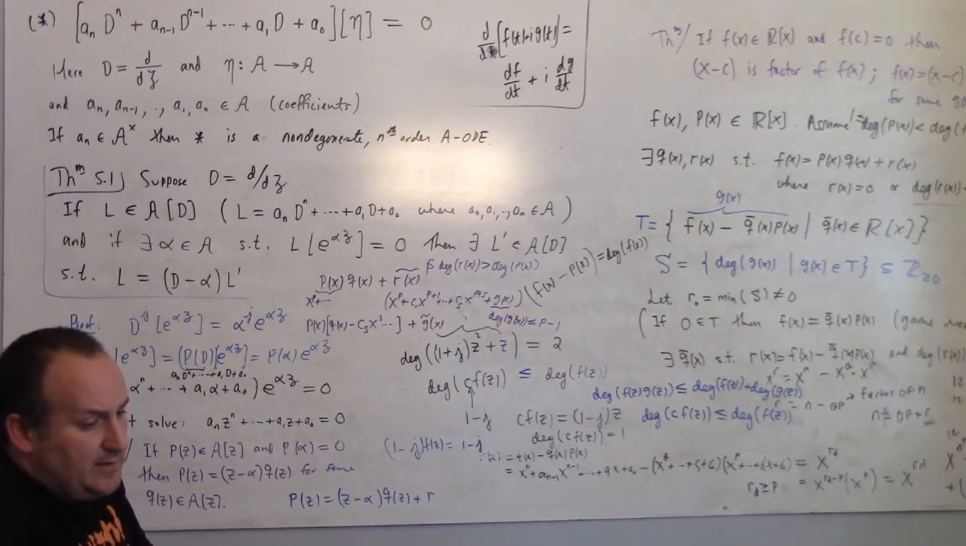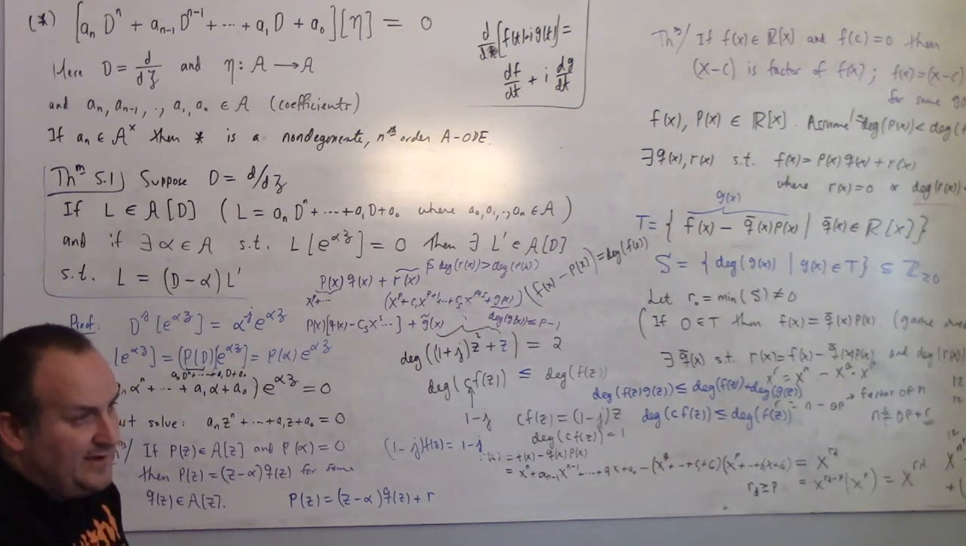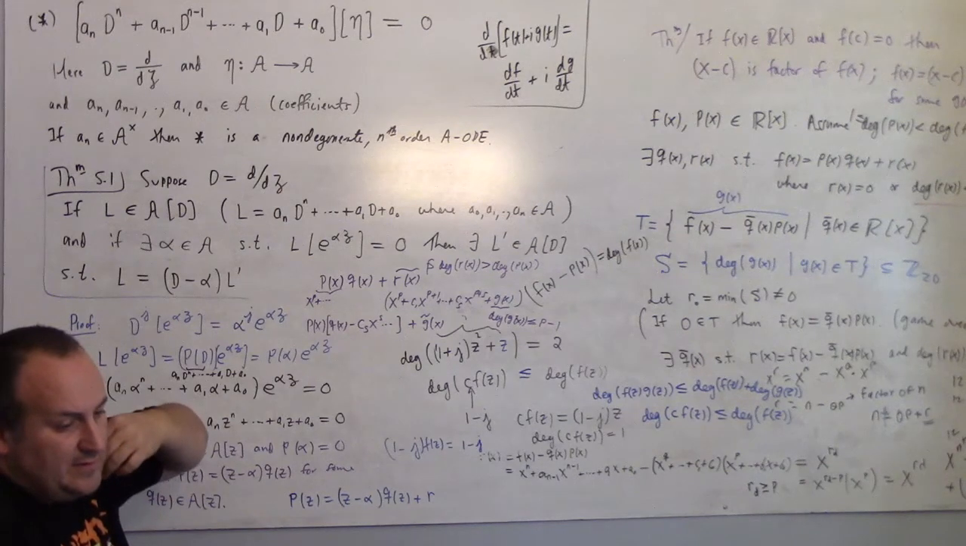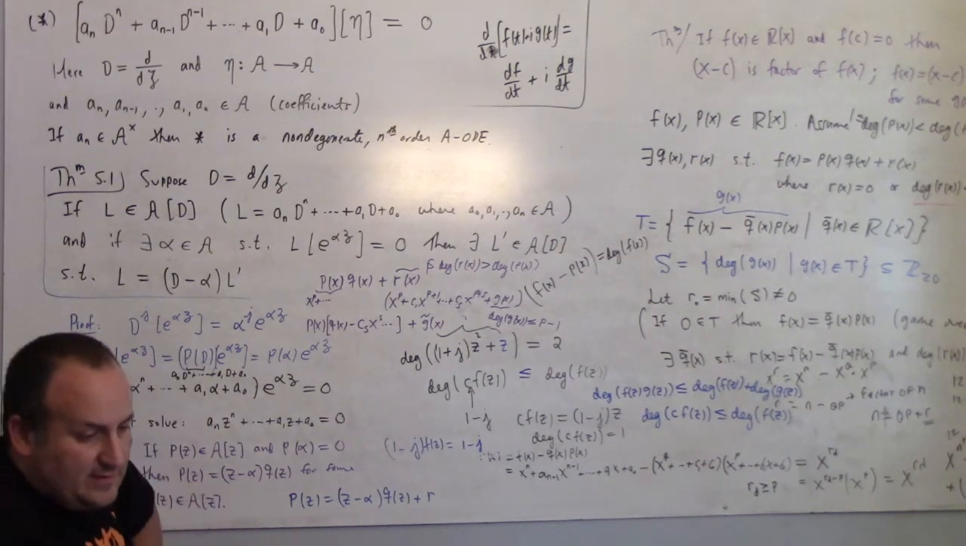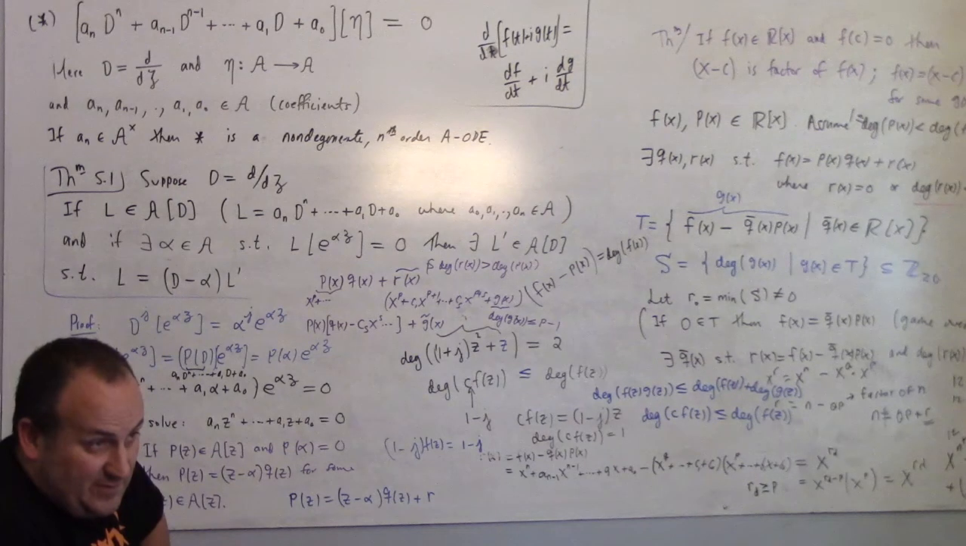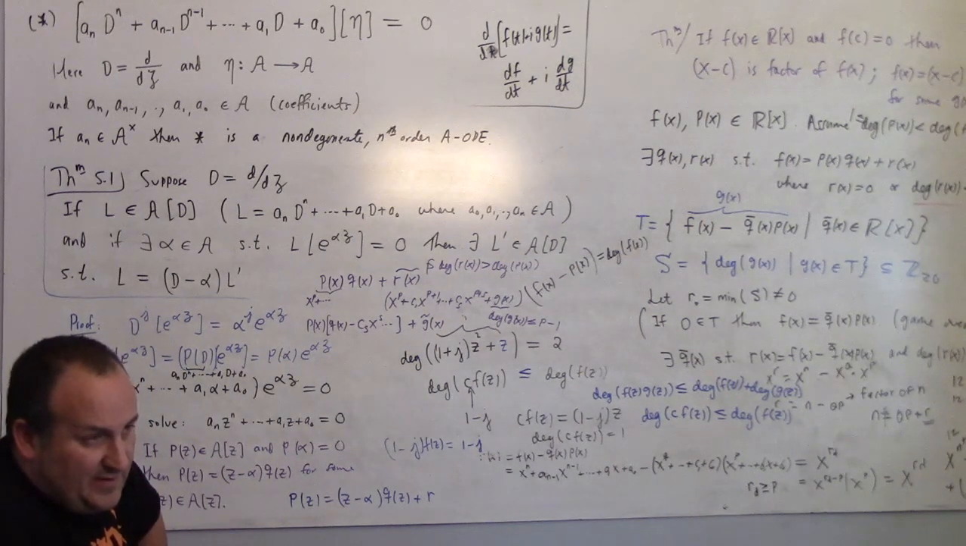Ultimately, theorem 5.5 here is our next peak of the summit of the mountain that we're climbing to. And it says that if you can factor L as a product of repeated D minus alpha factors.